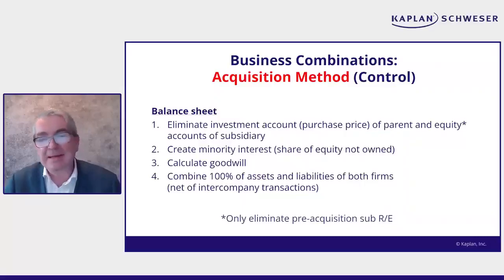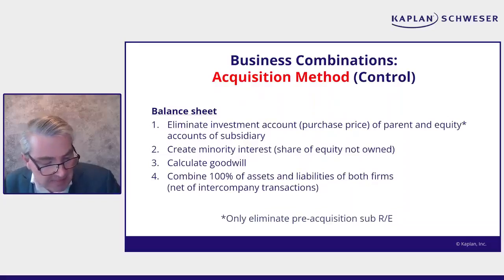Welcome back, candidates. We're now going to move on to look at the acquisition method. Now, the acquisition method is used for subsidiaries, and subsidiaries are entities where we have control. So we control the investing, the financing, and operating decisions. Now, once you have subsidiaries, you are going to need to produce consolidated group accounts.